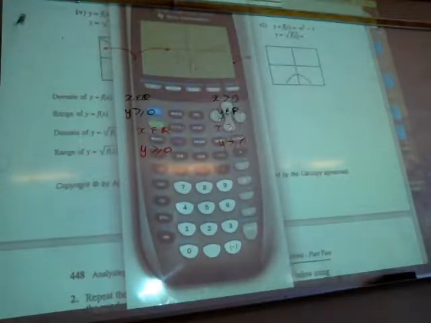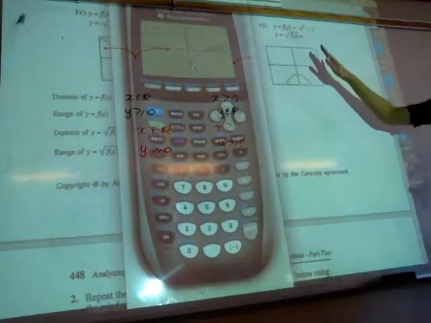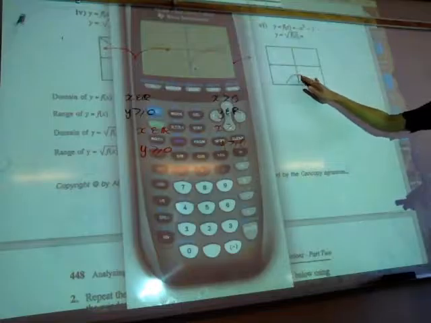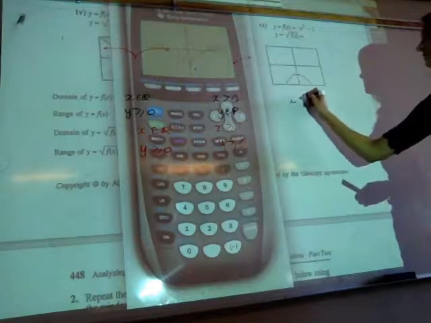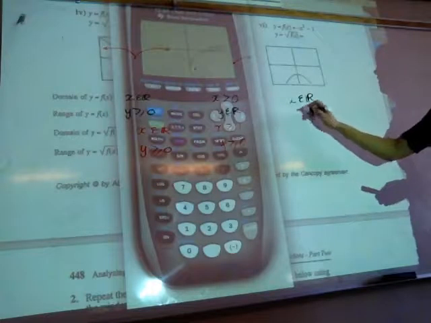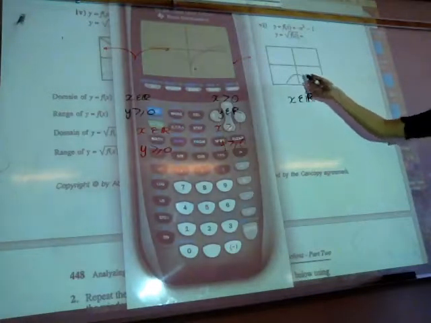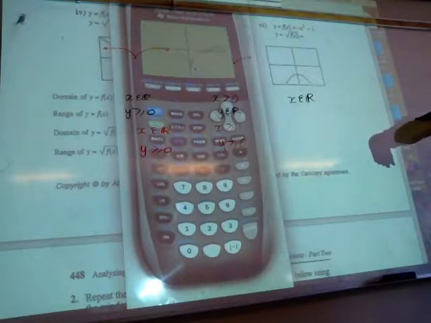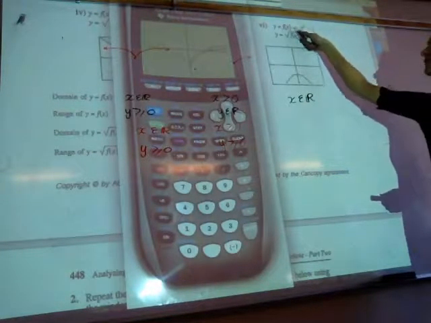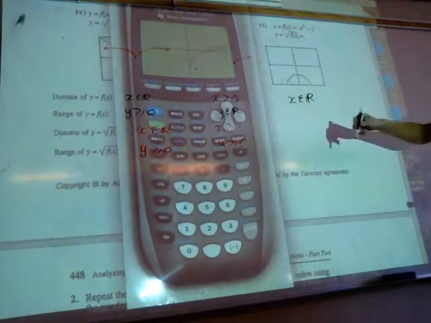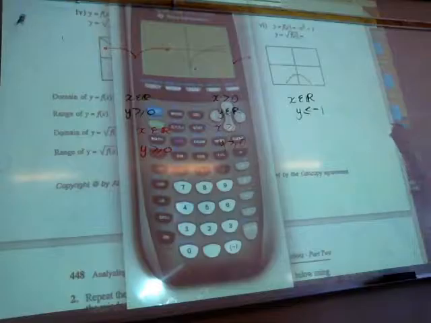Okay, next one we have an upside down parabola. Negative x squared minus 1. We take a look at the function. Domain is an element of all real numbers. And range, how are we going to solve for that? How are you going to get that y-intercept? Plug 0 in for x, we get 0 minus 1, so it's at negative 1. Y will be less than or equal to negative 1.